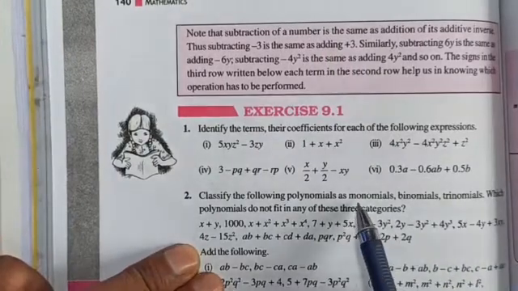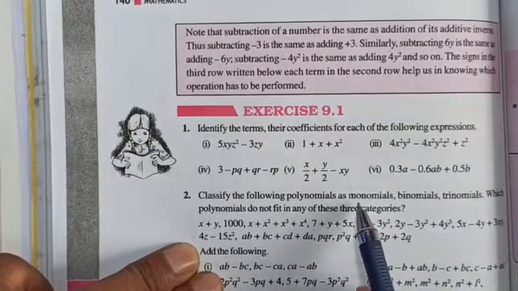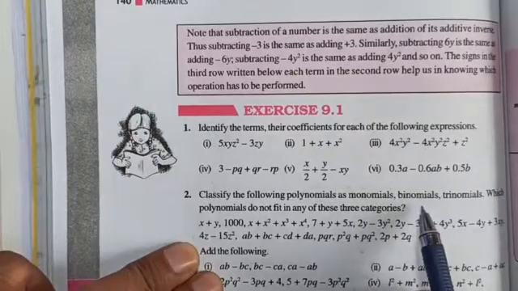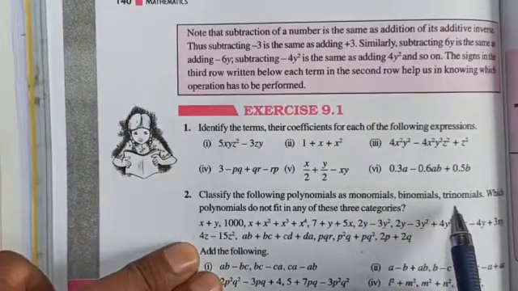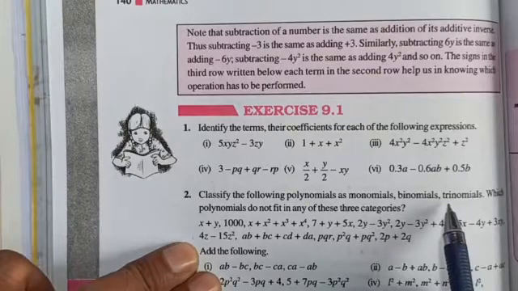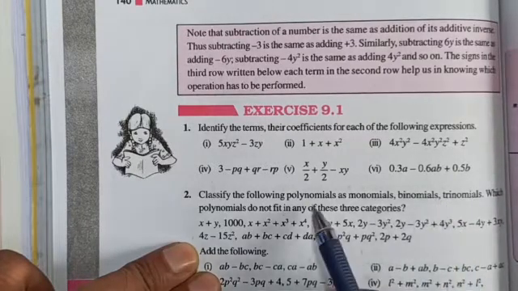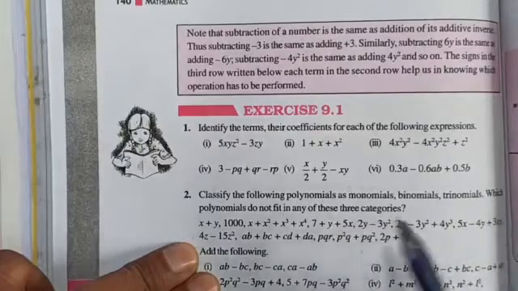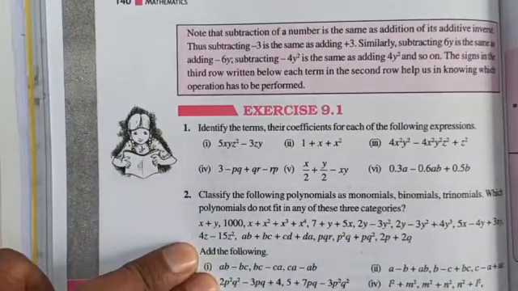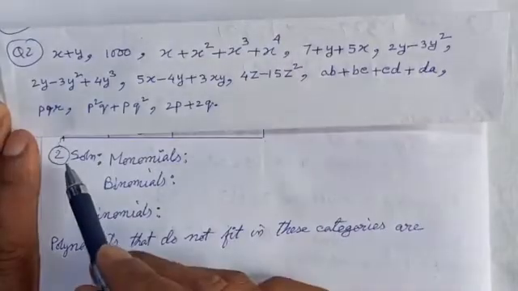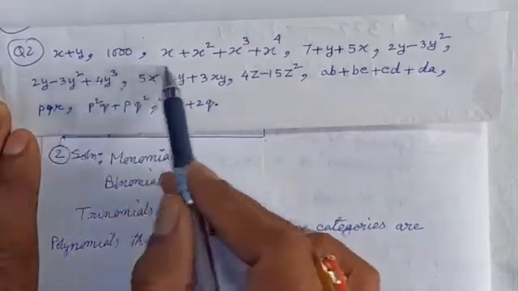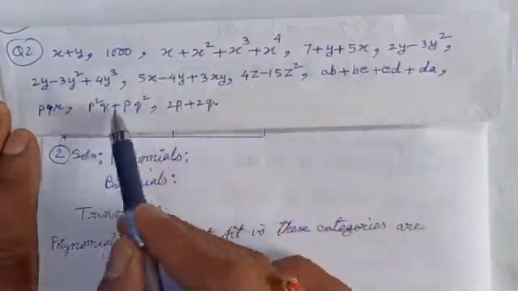Monomial means an expression having one term, binomial means an expression with two terms, trinomial means an expression with three terms, and expressions and polynomials are the same. Question number 2 solution, and these are the polynomials given in question number 2.